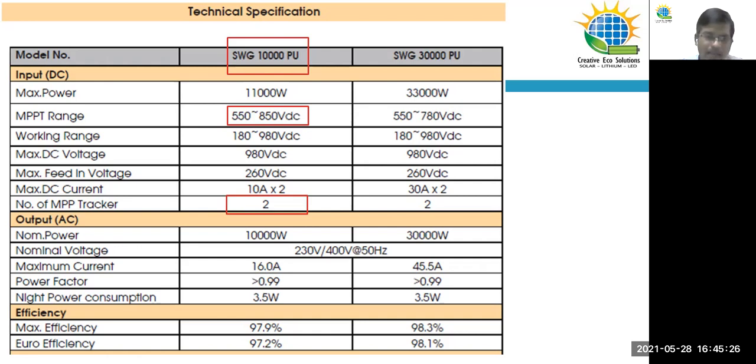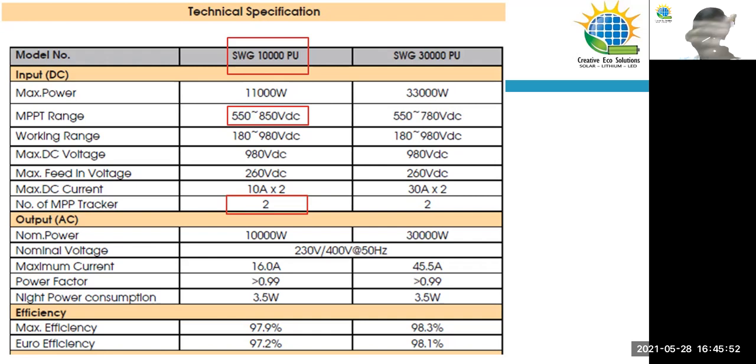Okay, and each panel VOC is around 47 volt, 46.5 or 47 volt, right? What we have seen in the panel catalog. Now, if I put all these 30 panels in series, what happens? My VOC becomes close to somewhere around 1500 volt, which is more than the limit of 850 volt.